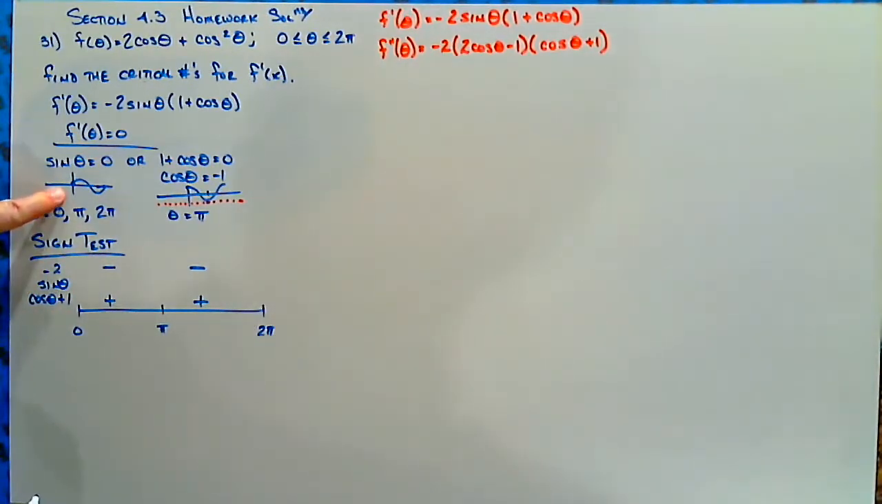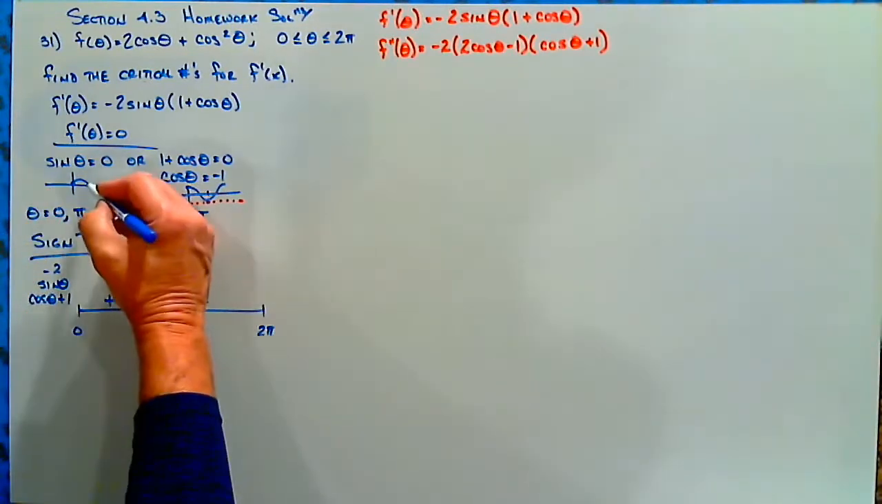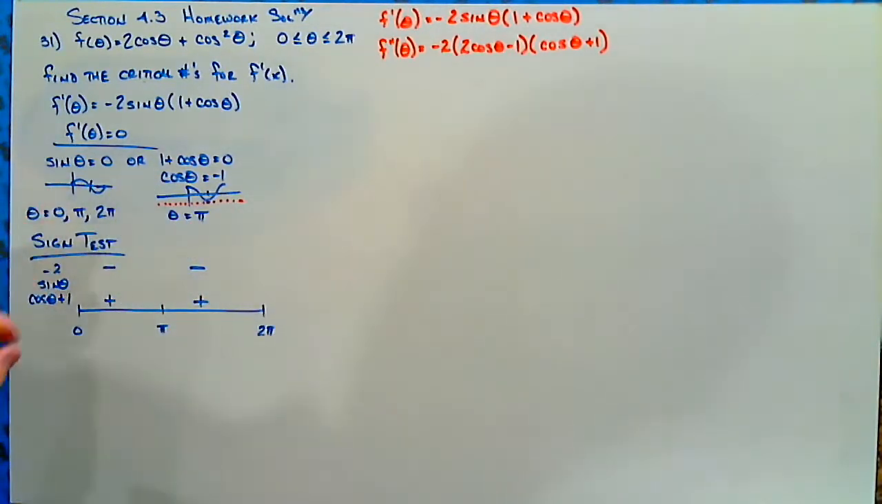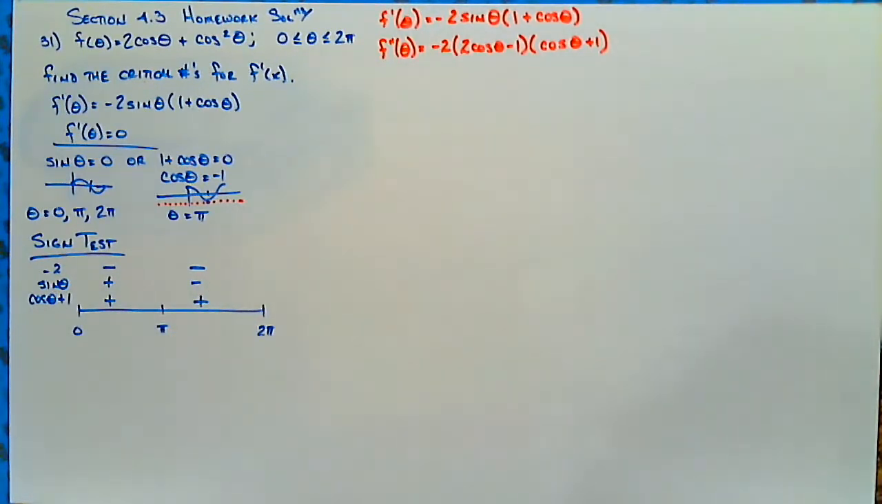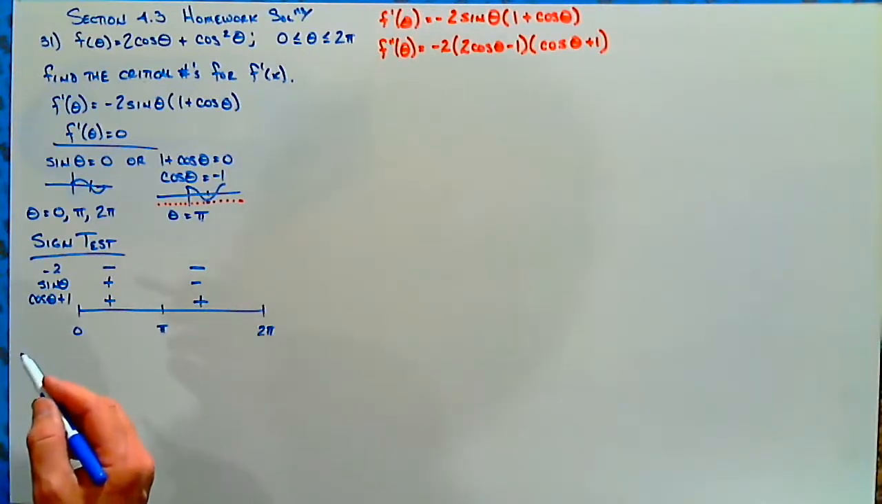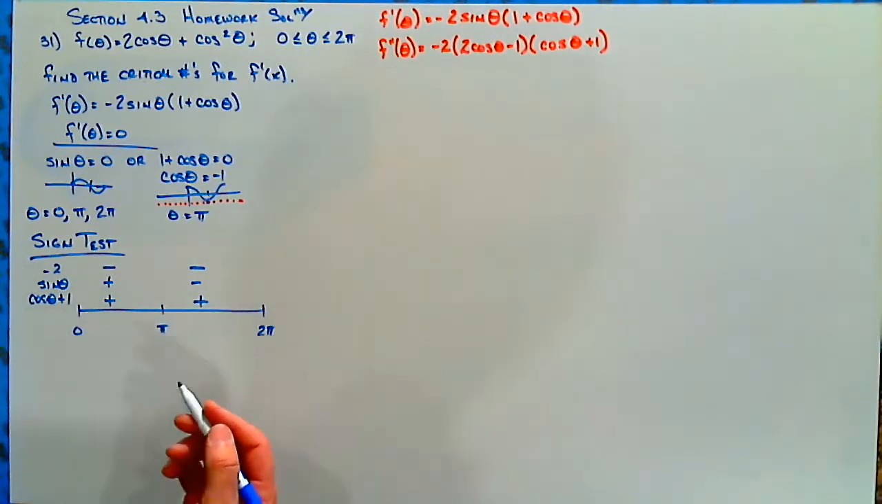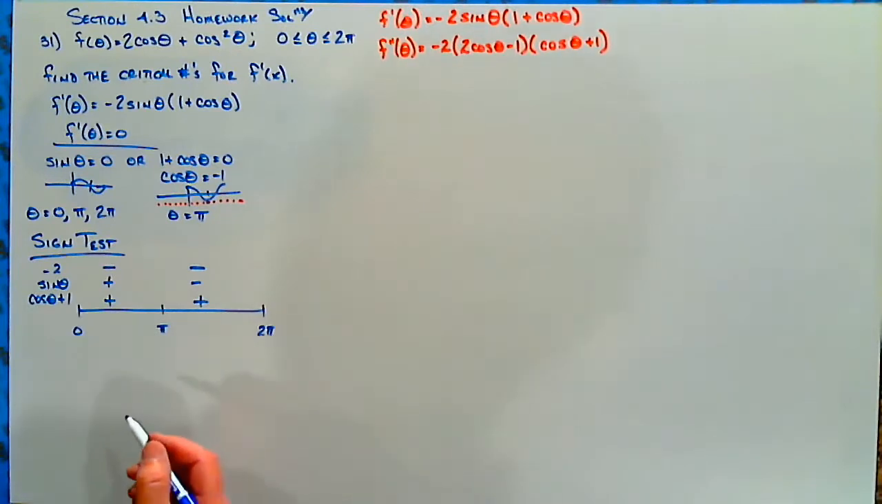If I look at the graph of sine theta, pi is here, right? This is pi right here. So sine is positive to the left of pi and negative to the right of pi. So sign tests with trig functions often work out a little quicker than sign tests with polynomials because we don't have to plug in points as often.